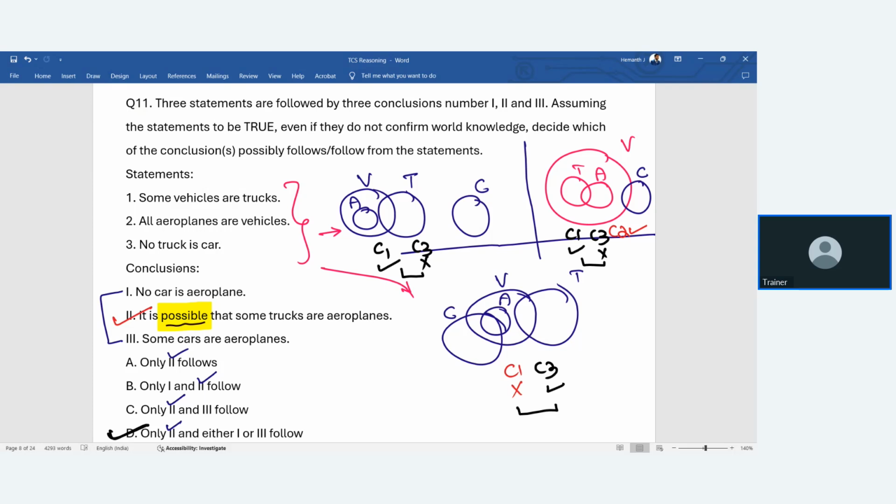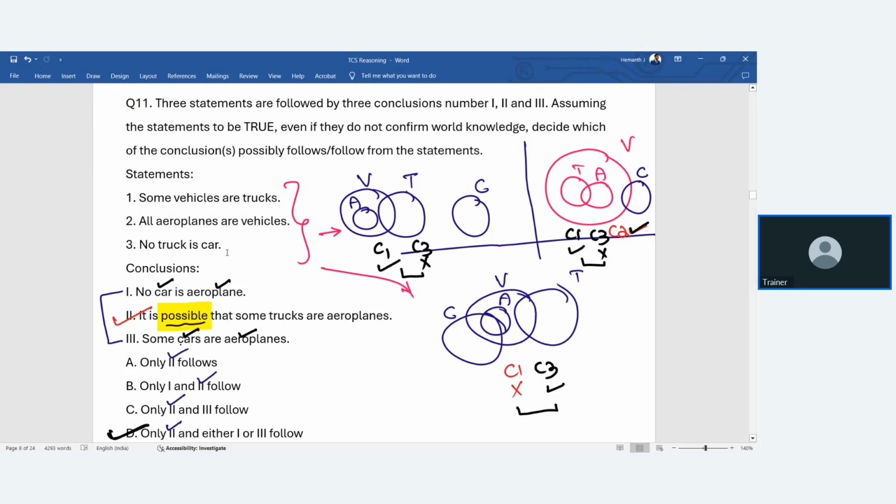When either-or comes, we need the same terms in both conclusions. One should say there is a connection, and one should say there is no connection. No car is aeroplane, some cars are aeroplanes, so there is a connection in one. Second one follows, and either one or three. The second one definitely follows because of the word possible. If it is true in one diagram, we should consider it. Or you can blindly look into the options: every option says the second one follows.